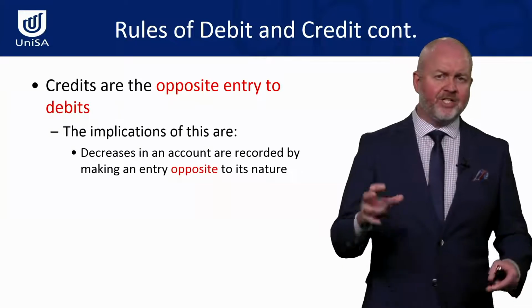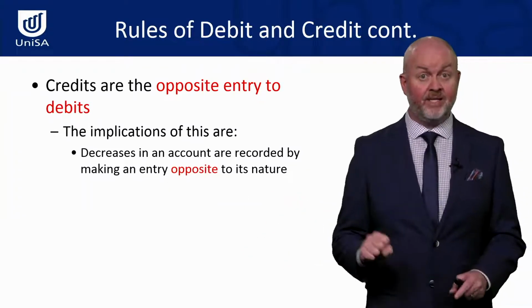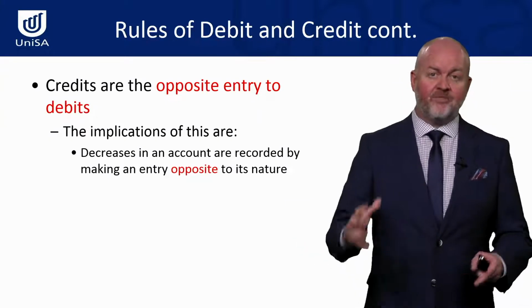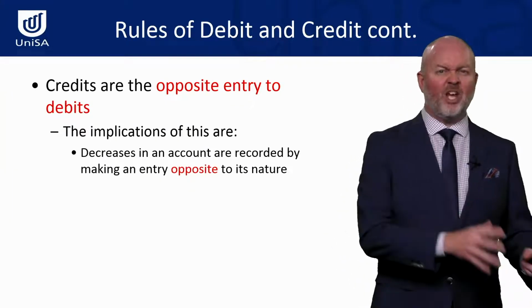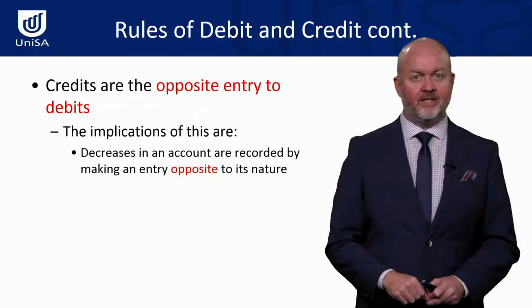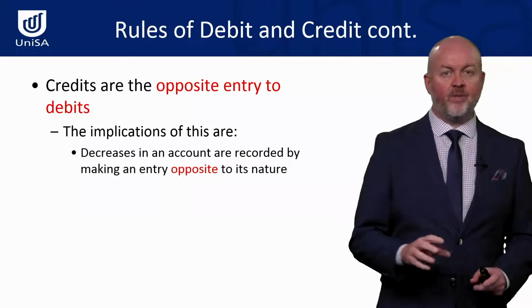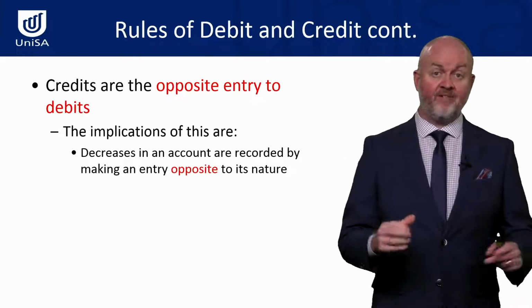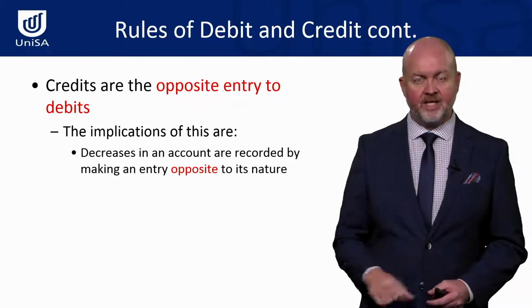So the implications of this concept that credits are the opposite to debits, and vice versa, by the way, debits are the opposite to credits, the implication of that is that if we want to decrease an account, then we record whatever the opposite is of that particular account. So if we've got an account where debits make the balance go up, then if we want the balance to go down, we record a credit. And vice versa, if we have an account where credits make the balance go up, then we record a debit to make the balance go down.